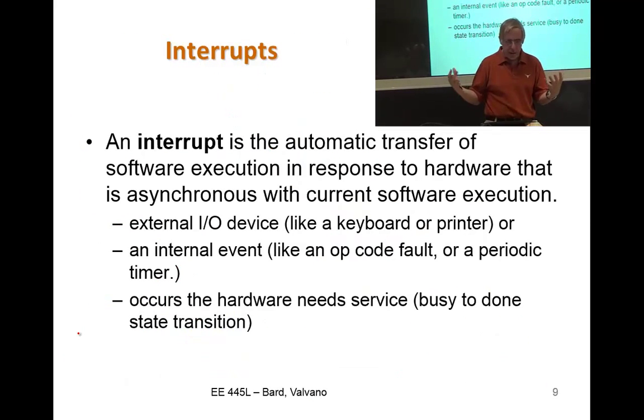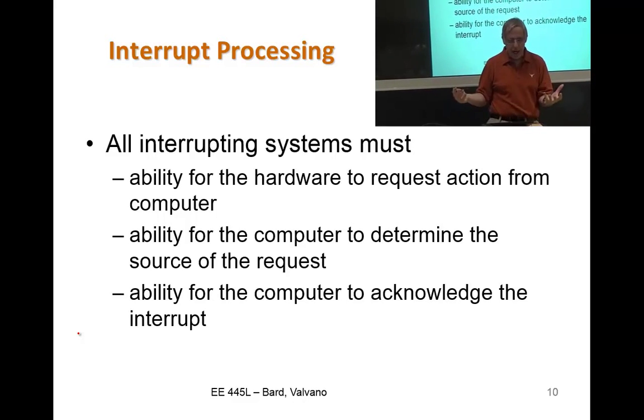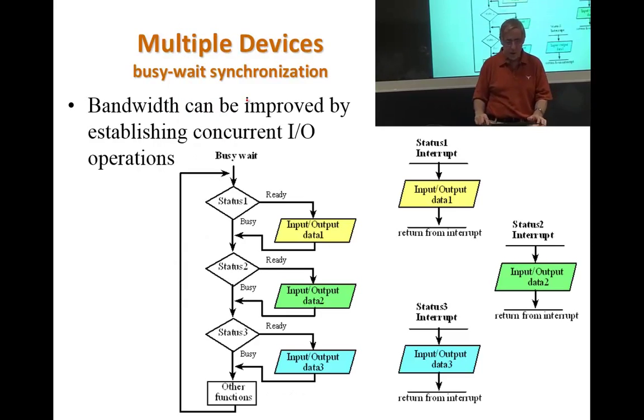Okay? So an interrupt is what we're going to start to do next time, and that is an automatic transfer. And we have to be able to determine who it is. We've got to determine the source. We've got to be able to acknowledge. And so it's all about the trigger. So we'll see the trigger is the most important thing.